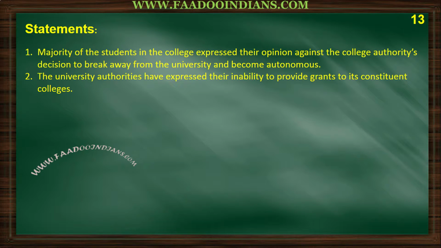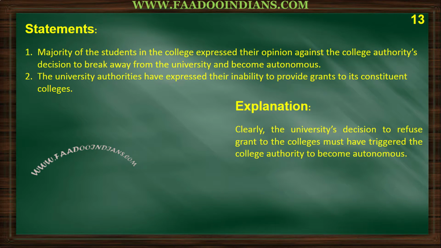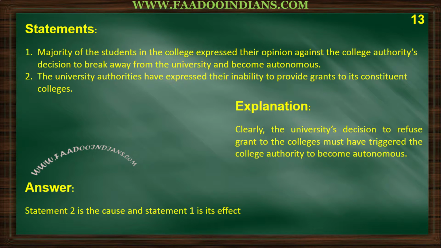13. Majority of the students in the college expressed their opinion against the college authorities' decision to break away from the university and become autonomous. The university authorities have expressed their inability to provide grants to its constituent colleges. Well, here, second is the cause for the first statement. That is, clearly the university's decision to refuse grants to the colleges must have triggered the college authority to become autonomous. Therefore, Statement 2 is the cause and Statement 1 is its effect.